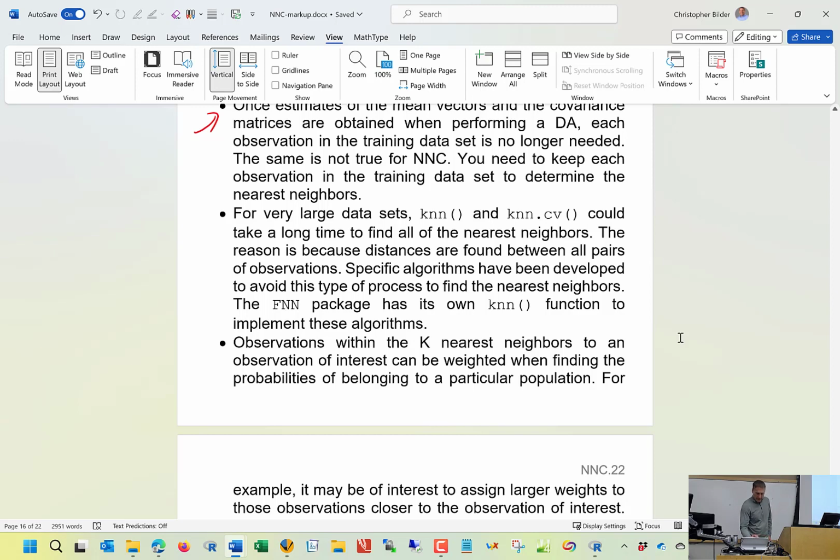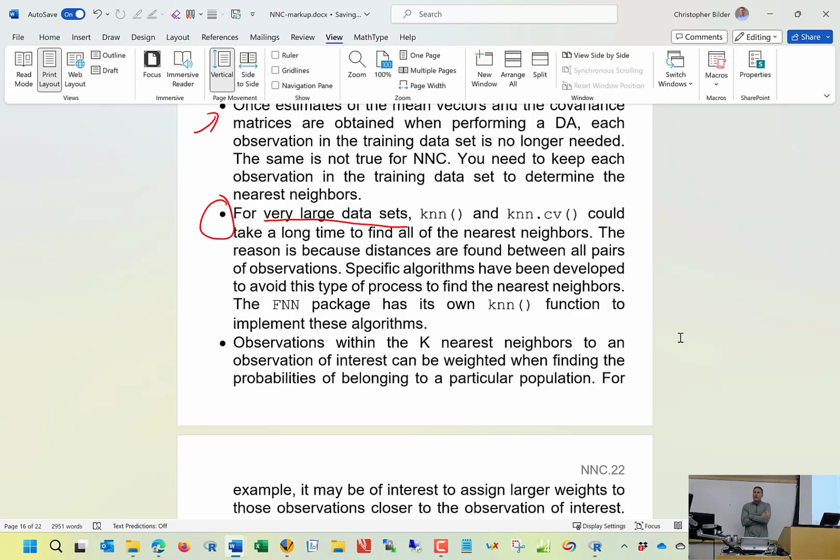Now, an advantage of discriminant analysis is that, once you have the mean vectors and the covariance matrices, that's it. That's all you need.